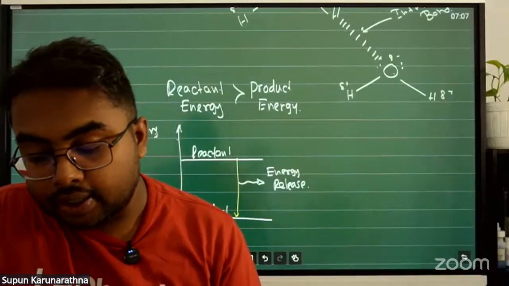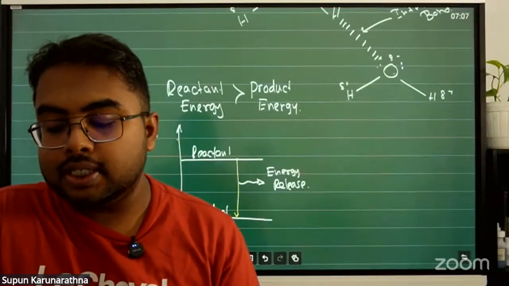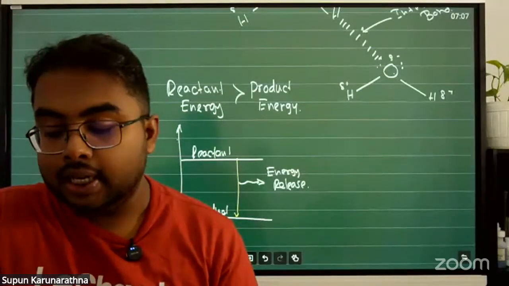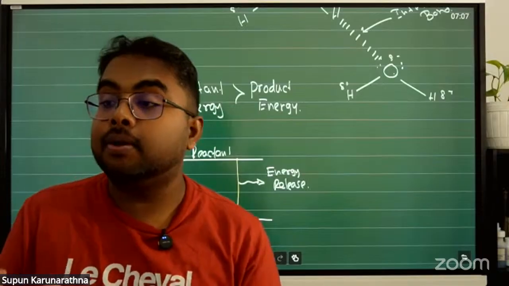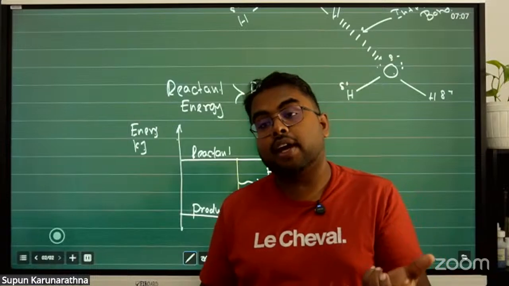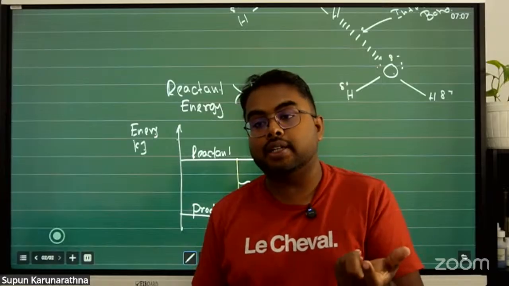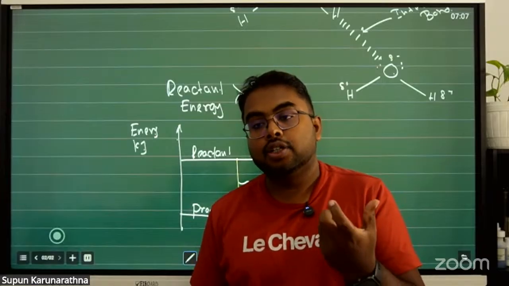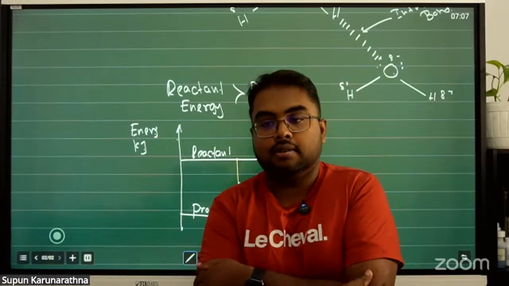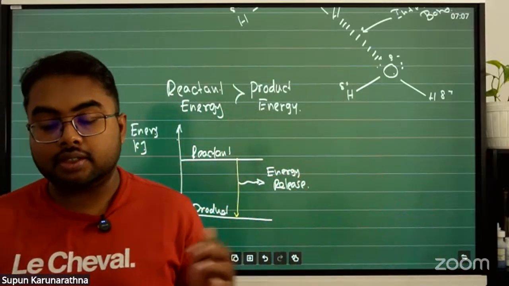Question number 38. Select the correct statement about photosynthesis. Photosynthesis is an energy given reaction. What do you think this means? To do photosynthesis, energy is needed, taken from the sun. Therefore, we can say the first statement is totally wrong.